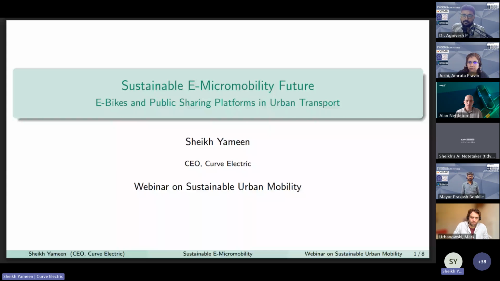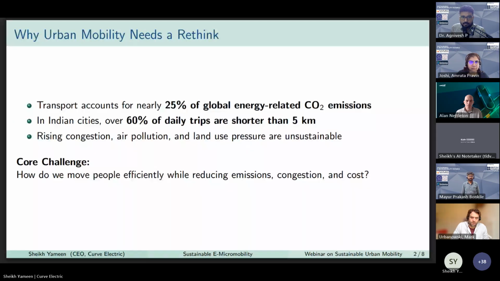I would like to share some of the insights and some of the challenges that we have faced in the last 3 years. The whole thesis of our company is that we need to rethink how we commute in terms of urban mobility. Globally, if we include all the transportation, around 40 odd percent of emissions are caused by transportation in general. Out of that, 25% is contributed by urban mobility transportation.